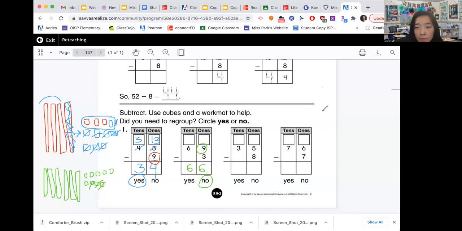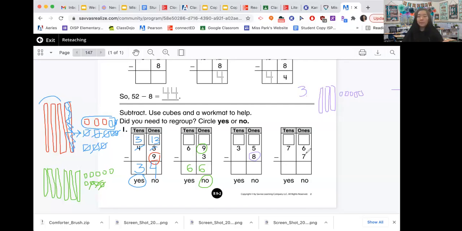3. 1, 2, 3. How many ones do we have in the number 35? 5. 1, 2, 3, 4, 5. All right. We need to subtract 8 from 5. Uh-oh. The number 8 is bigger than the number 5.